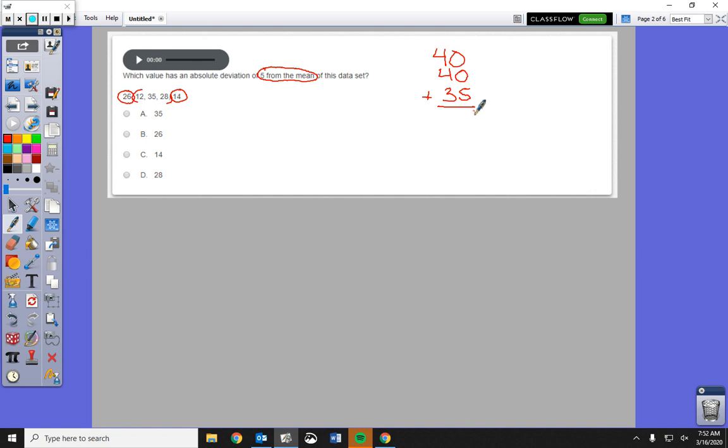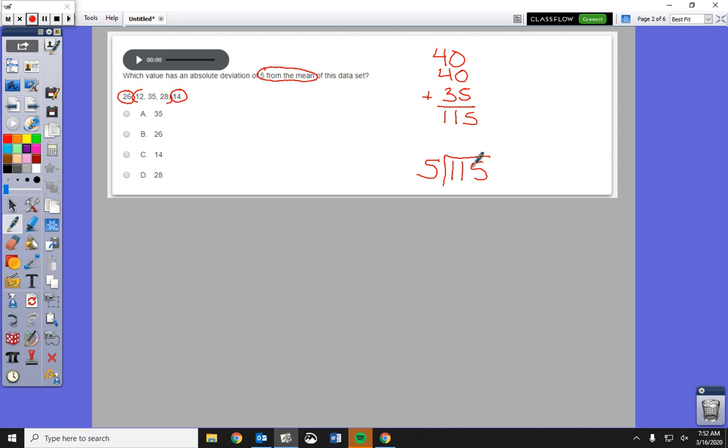Let's take a look. 0 plus 5 gives me 5. 40 plus 40 is 80. 80 plus 30, I believe, gives me 110. So I have 115. Now I'm going to take 115, that's the sum of those scores, and divide it by how many scores we added up together. 1, 2, 3, 4, and 5. We'll divide this by 5.